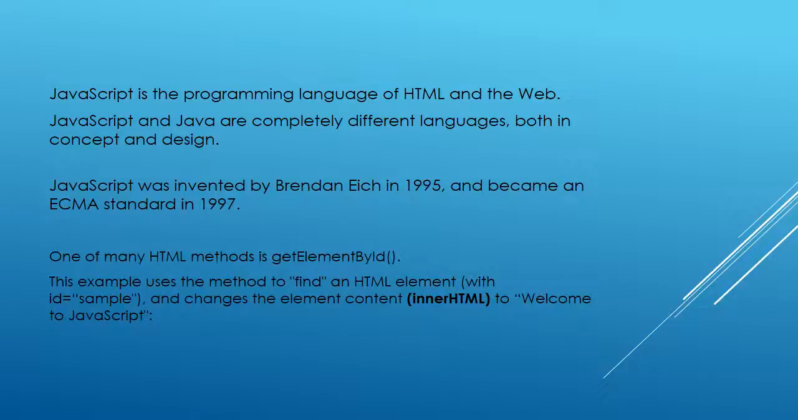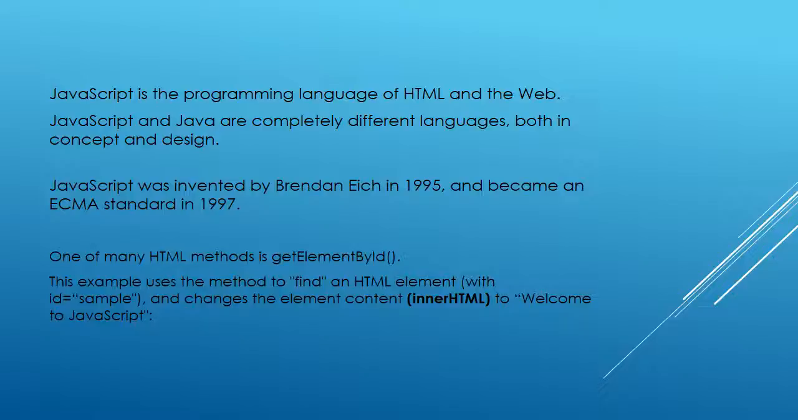JavaScript is the programming language of HTML and the web. JavaScript and Java are completely different languages, both in concept and design. JavaScript was invented by Brendan Eich in 1995, and became an ECMA standard in 1997.